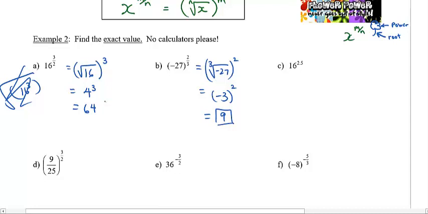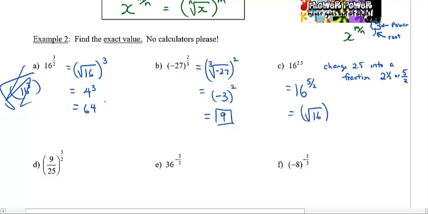Now you may be thinking, hey, where's the fraction here? Well, you can always change 2.5 into a fraction, can't you? Yes, you can. That's 2.5, or as an improper fraction, 5 over 2. So this is equivalent to 16 to the power of 5 over 2. No problem, you're saying, because I know that it's the root, and then raise it to the power of 5. That's 4 to the power of 5, which might be a little bit scary, but I know that that's 1,024. Okay?